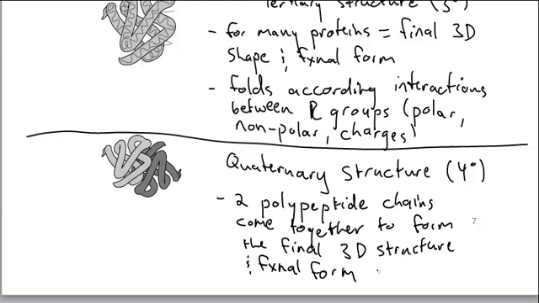And a classic example of a protein that actually is made up of several polypeptide chains is something like hemoglobin, which helps transport oxygen and carbon dioxide in our blood.